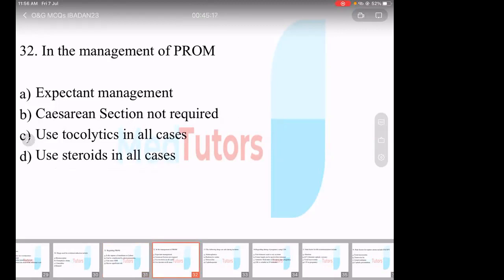Then 32, in the management of PROM: A, expectant management. Yes, you can advise bed rest and all. Then B, cesarean section is not required. Of course, if it is a life and death situation, you have to do cesarean section to deliver that baby, so it is part of the management plan. C, use tocolytics in all cases. No, it is not in all cases; you only use tocolytics when required. D, use steroids in all cases. You only use steroids when lung maturity has not been achieved by the fetus. But if by the age the PROM has occurred, lung maturity has already been achieved, you don't need to give steroids. So the answer here is A. You do expectant management. That is the correct answer.